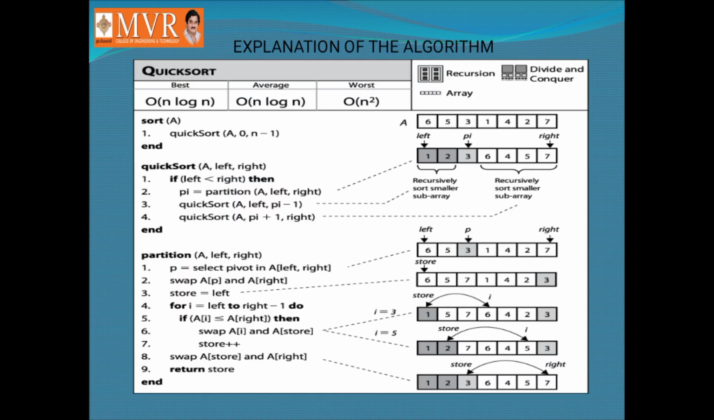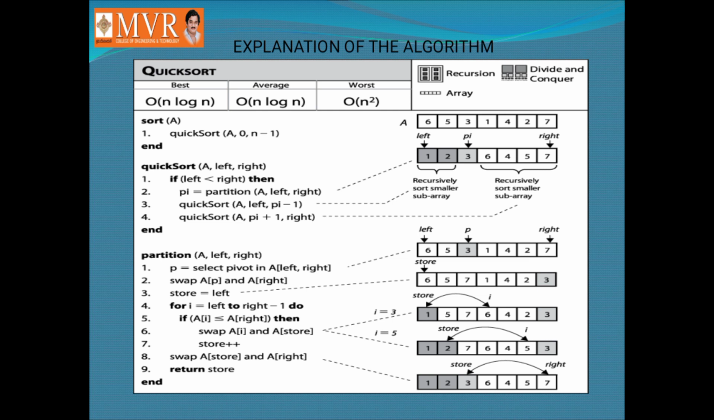See, explanation of the algorithm. As I have mentioned earlier, quicksort is mainly based on what? Dividing the list into smaller parts, then sorting the list, or conquering the list, then after that combining the list into a sorted list. First we will be given an unsorted list, then we will partition it based on the pivot element, and after that we will get a left sublist and then a right sublist.